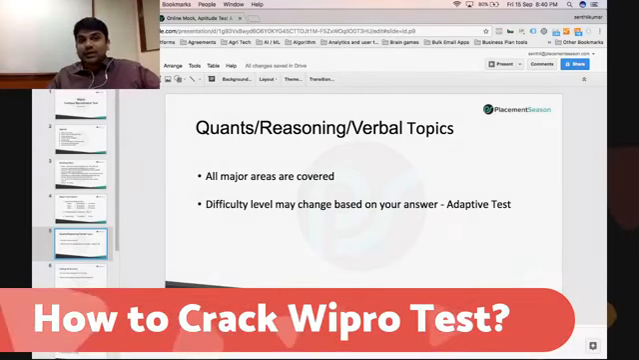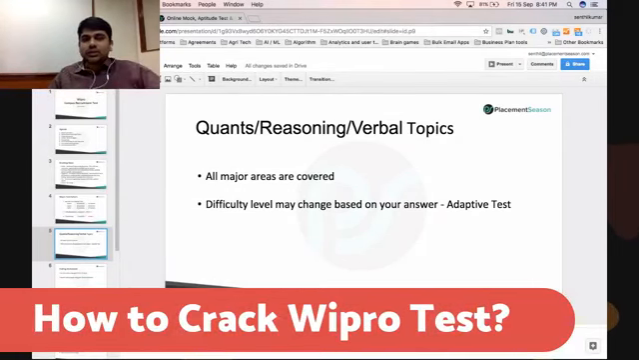If you get a 6-mark or a 7-mark question, you can be sure that the 5-mark question you answered is correct. In case you get a 4-mark or a 3-mark question after attempting the 5-mark question, that means the 5-mark question you answered is wrong. So this is how an adaptive test works. What is important is that you ensure you are attempting the questions continuously.